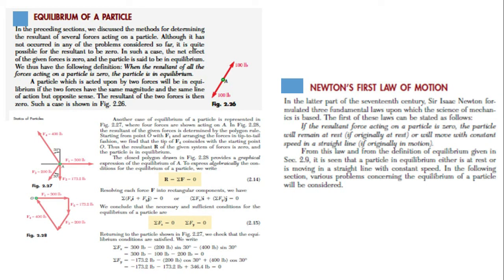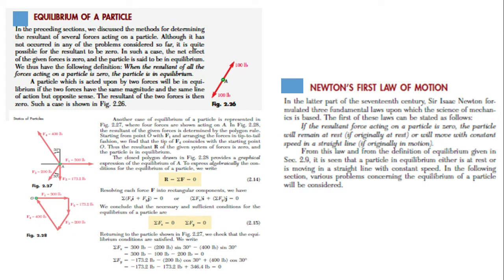What does it tell you? You have solved it because of the conditions of Newton's first law of motion. If the resultant force acting on a particle is 0, the particle will remain at rest if originally at rest, or will move with a constant speed in a straight line. Very important, not with an angular velocity but in a straight line, if originally in motion. From this law and from the definition of equilibrium given, it is seen that a particle in equilibrium is either at rest or moving in a straight line with a constant speed.